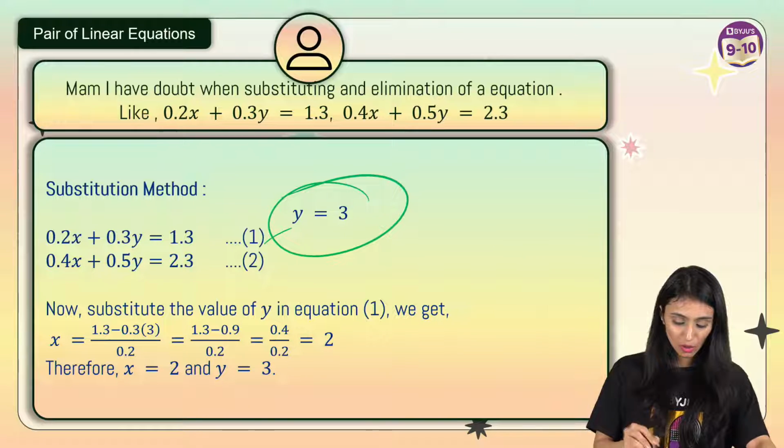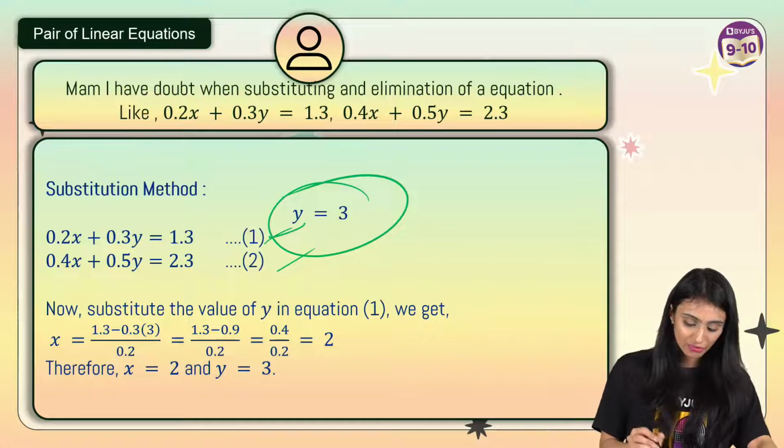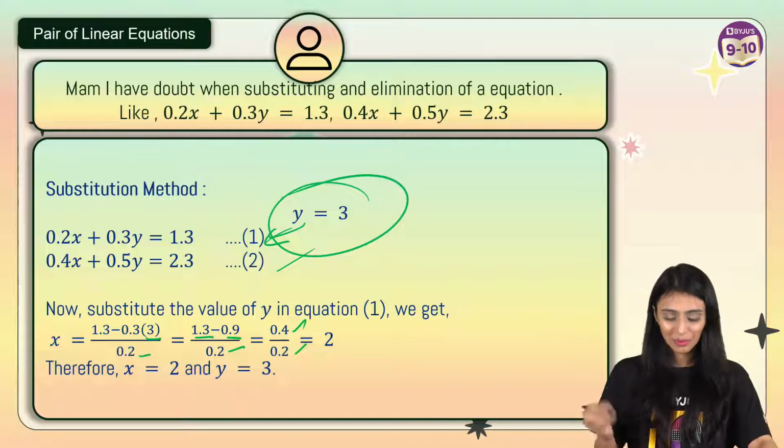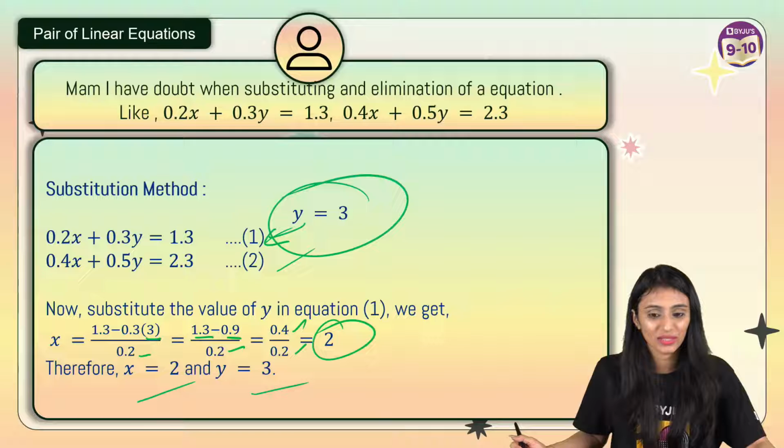You can use the first one also, the second one also. If I'm putting that in the first one, let's suppose, here I'll put it here. And this is going to be 1.3 minus 0.9 by 0.2, 0.4 by 0.2. It will be cancelled out. You get 0. We have the values of both x and y.